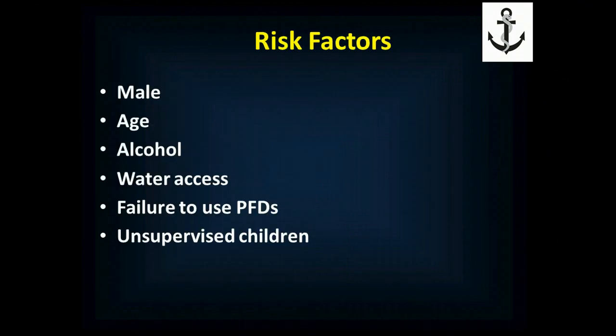The major risk factors are male, particularly males in their adolescence. Young children are also at risk. Alcohol is very clearly associated with drowning, accounting for almost 50% of drowning accidents in adolescent males, or at least related to those. You clearly have to have water access, failing to use PFDs, and around the home, unsupervised children. The story is almost universally, I went away for just a minute, or I just turned my head, and they were gone.